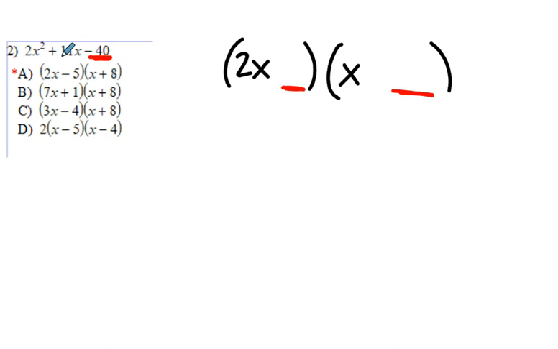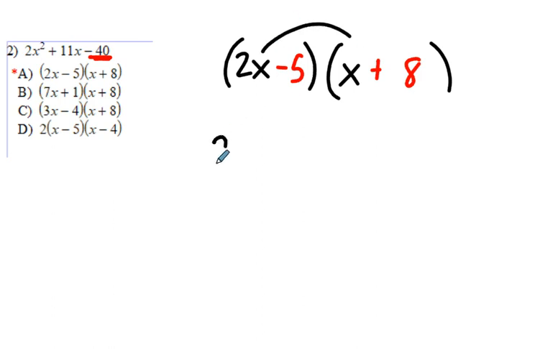I might think to myself, what two numbers multiply to make -40? Maybe it's something like -20 and 2. That multiplies to make -40, but if I actually double distribute this whole thing out, I would get 2x times -20 is -40x, plus 2x in the middle is -38, and that's nowhere near the 11x's that we need in the middle. So I play with all the combinations, and I eventually will find that the correct one is -5 and +8. Let's check by multiplying it all out.